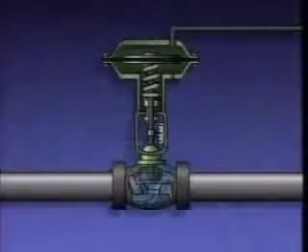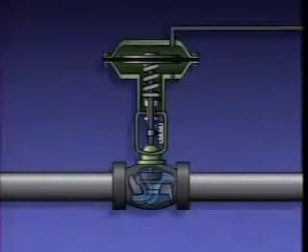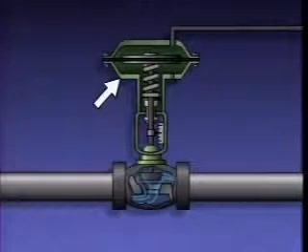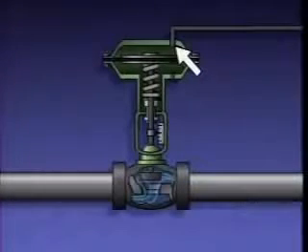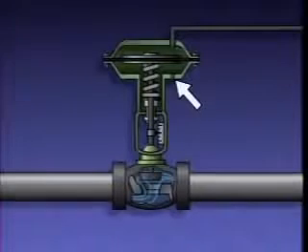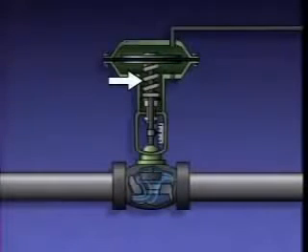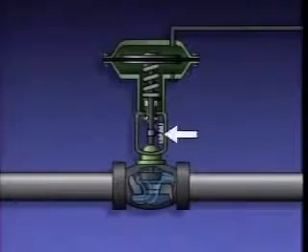a valve. A typical single-acting diaphragm actuator consists of a casing, a diaphragm, an air supply port, an air vent, a spring, a stem, and a valve position indicator. The indicator shows the position of the valve.